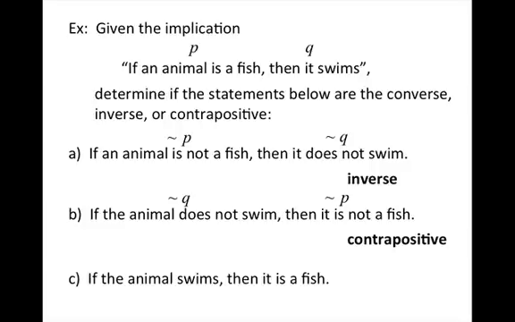Then finally, if the animal swims, then it is a fish. Well, an animal swimming was my Q, and the animal being a fish was my P. So this time I have Q implies P, or if Q, then P. This is the reverse of my implication. I've switched the order. When I just switch the order, that's the converse.